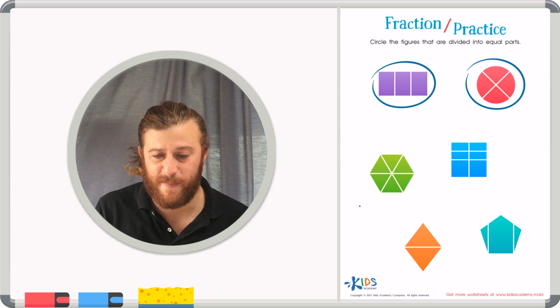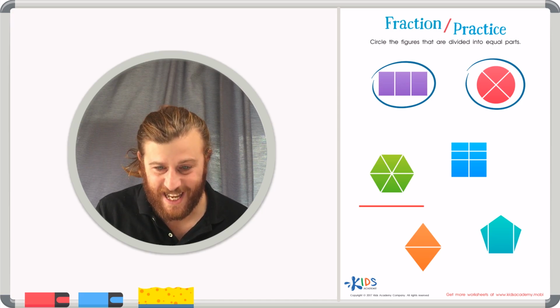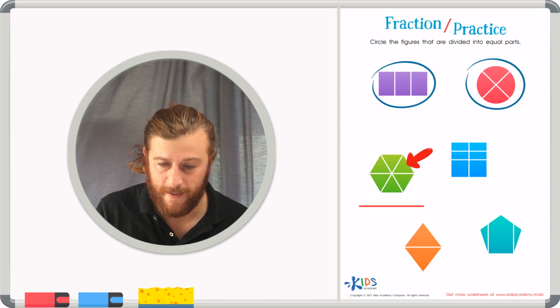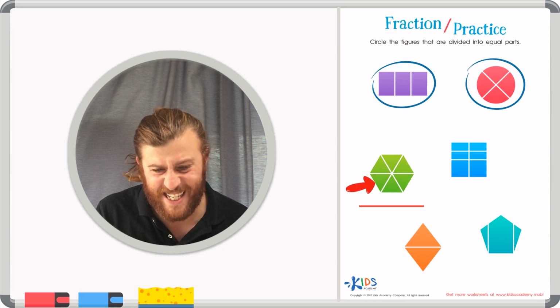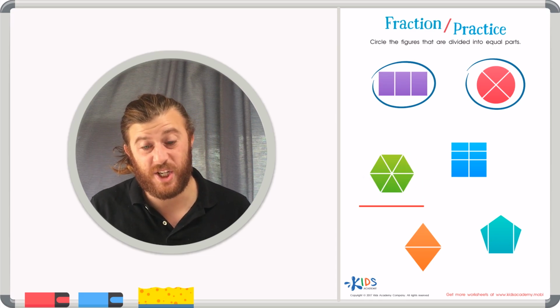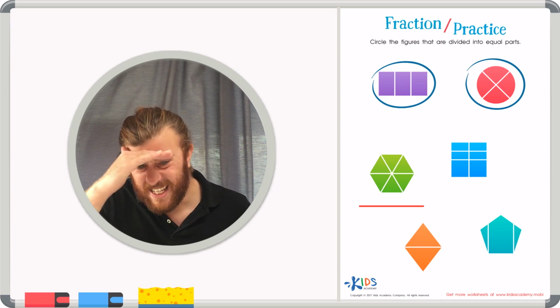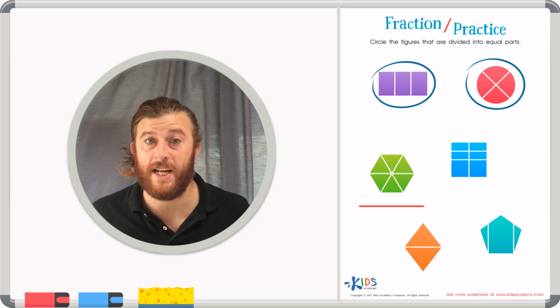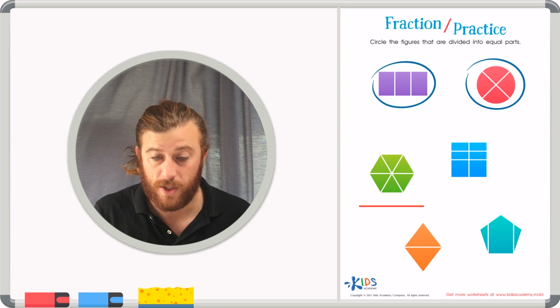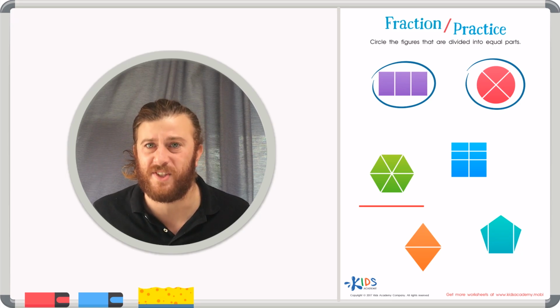Our next shape is a hexagon. It has 1, 2, 3, 4, 5, 6 sides. In fact, this shape is actually broken up into 6 parts. I can actually see 6 little triangles inside my hexagon. Do these triangles look to be the same size?